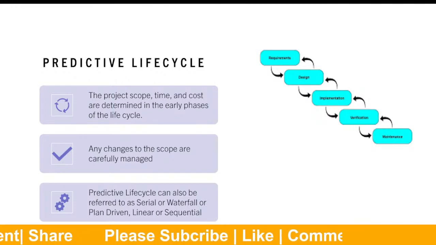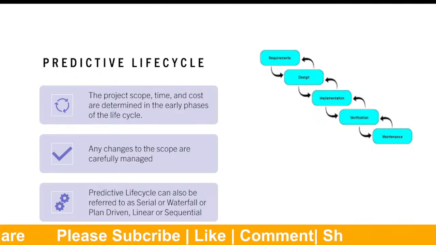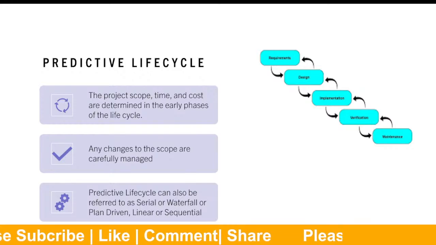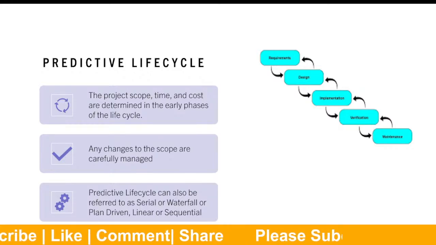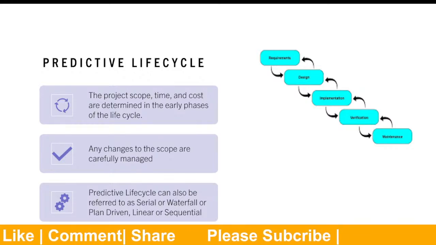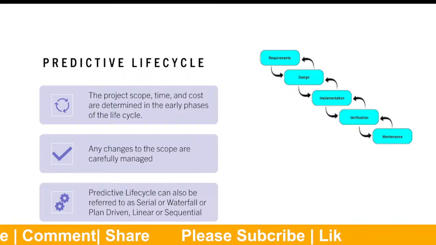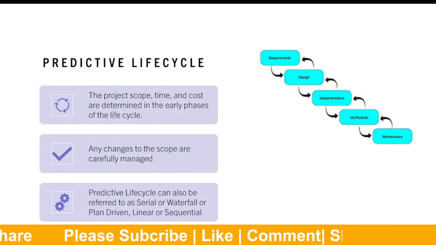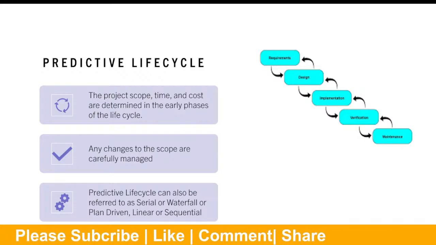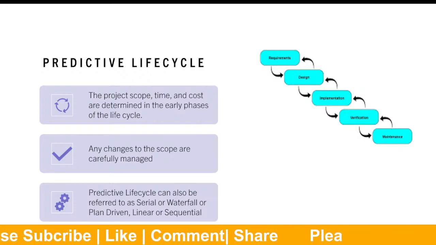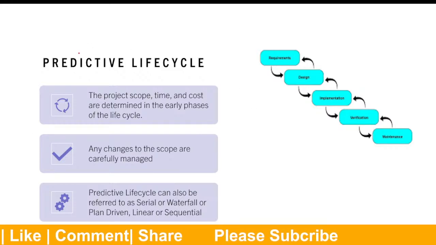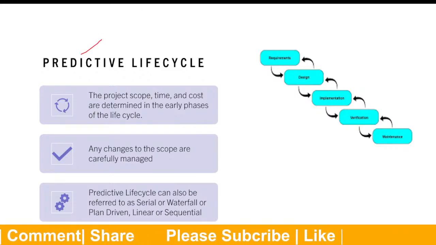The first project life cycle that you need to understand is predictive life cycle. And what does predictive life cycle mean? It means that you can predict the work you are going to do. The project scope, time, and cost are determined in the early phases. You can plan it. Sometimes they call it plan driven. Sometimes they call it waterfall.